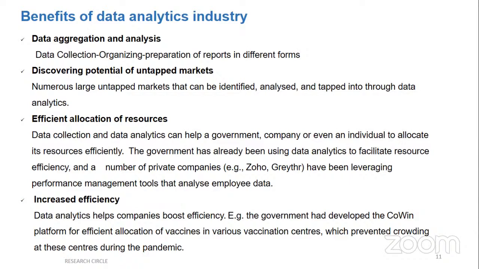Okay, so in discovering the potential and untapped market, this is very important. That means you can see some kind of activity, but that activity depends on the activities that are moving. And that's why this particular thing is there. So, efficient allocation of resources. Efficient allocation of resources is very essential.